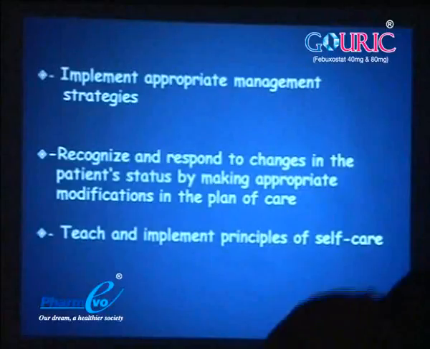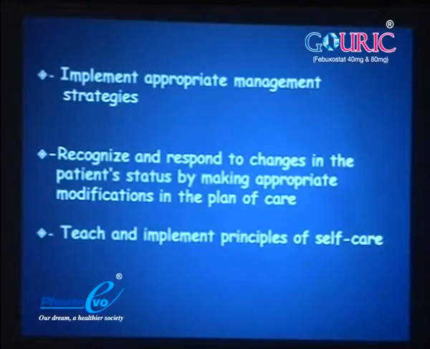Then implement appropriate management strategies. Recognize and respond to changes in the patient status by making appropriate modifications in the plan of care. Teach and implement principles of self-care.